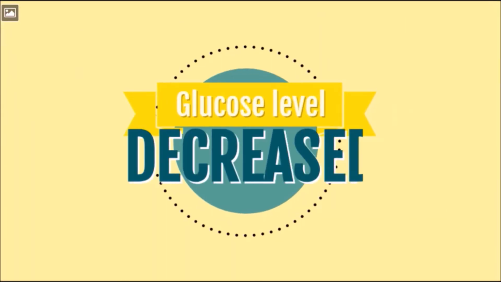Through the insulin signal transduction, the body will lower the blood glucose level, keeping us healthy from diabetes by homeostasis.